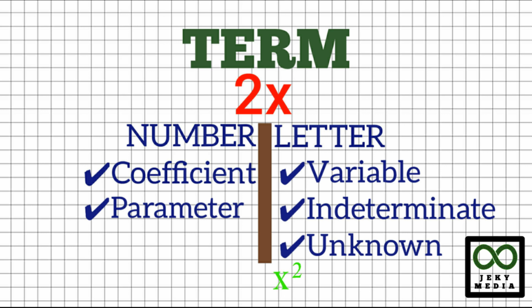It could have an exponent, a power, or a degree. It could also be inside a root, or become a denominator. A term could only involve a number. That is called a constant, and it could also contain just the letter, just a variable. Now let's proceed to polynomials.